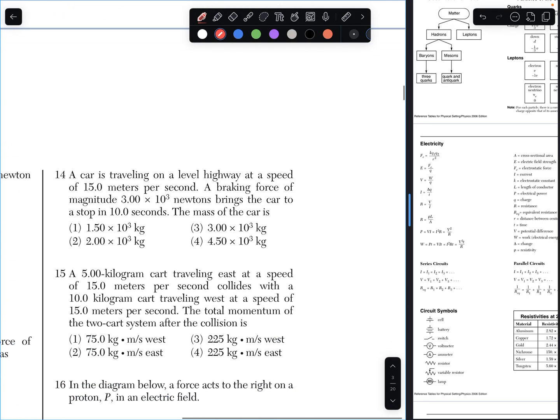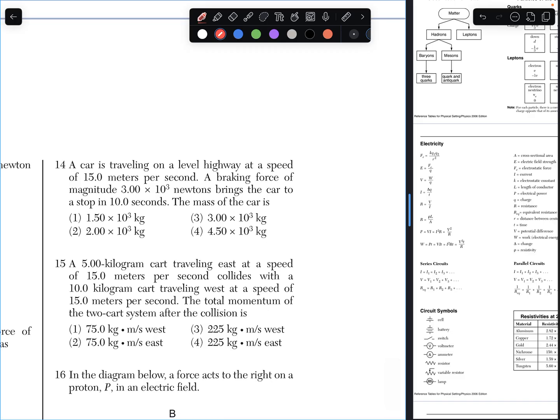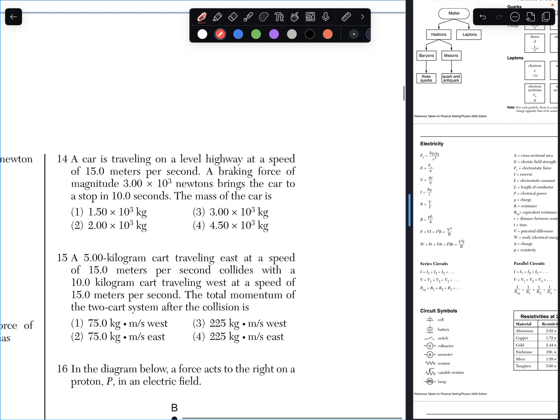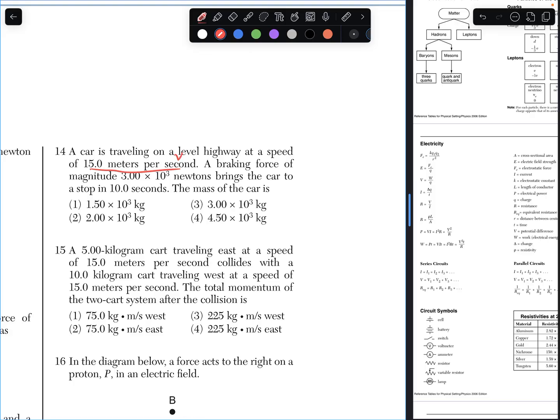Okay, a car is traveling on a level highway at a speed of 15 meters per second. So we have a velocity here, a braking force. It sounds like this is the initial velocity because we're braking, so the speed is going to decrease. Braking force magnitude of 3 times 10 to the 3 newtons. So this is the force. Brings the car to a stop in 10 seconds. So this is going to be my time.